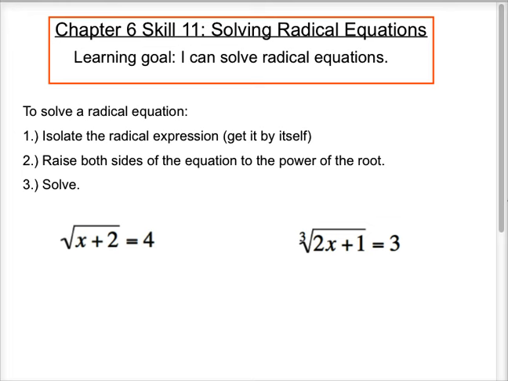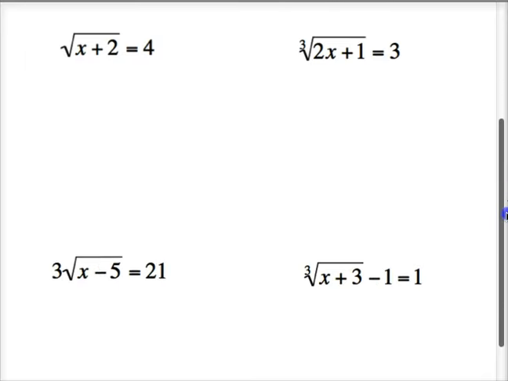You have to get the radical by itself, and then you have to raise both sides of the equation to the index, and that will erase the radical and let you solve it. So let me show you what I mean by that.